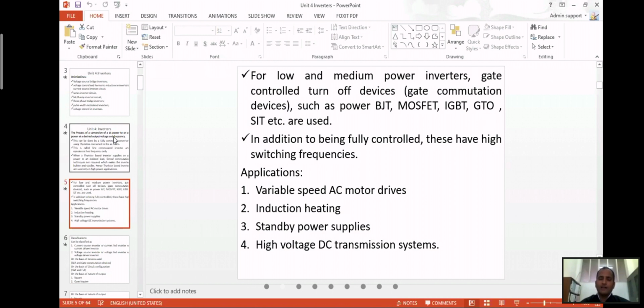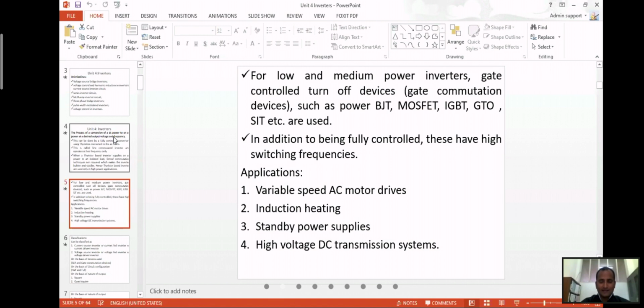In addition to being fully controlled, these have a high switching frequency. So you know which device has a higher switching frequency. Comparing among power BJT, MOSFET and IGBT, the IGBT has higher switching frequencies, quite high. So these are some of the applications: variable speed AC motor drives, induction heating, standby power supplies, high voltage DC transmission systems.